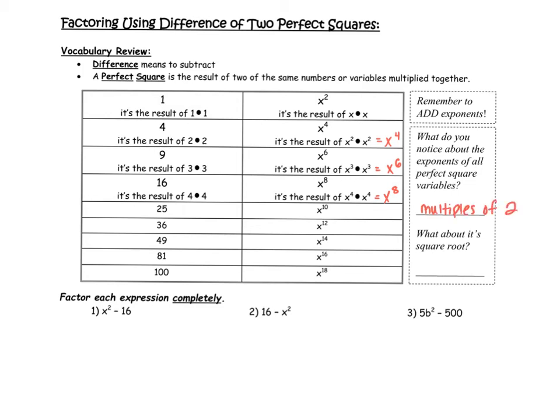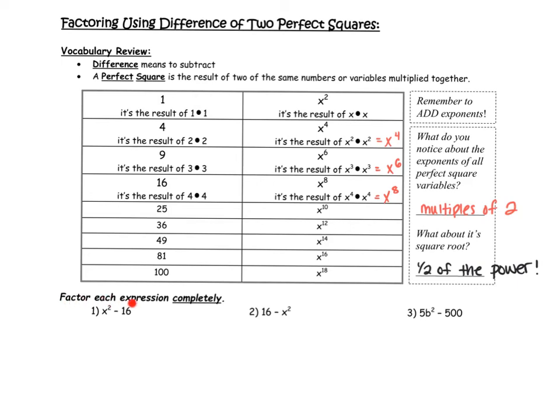Right? 2, 4, 6, 8, 10, 12, 14, 16, 18, they're all multiples of 2. And then what about its square root, right? What thing times itself gave me x to the fourth? What's the relationship between x to the fourth and x squared? What's the relationship between x to the sixth and x to the third? X to the eighth and x to the fourth? You should be saying the square root is half of the power. So what in the heck do I mean by all this? Let's do a couple examples and hopefully it'll make more sense.